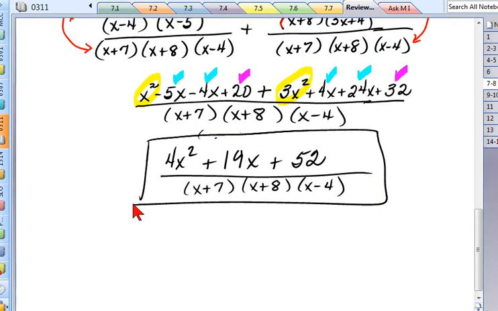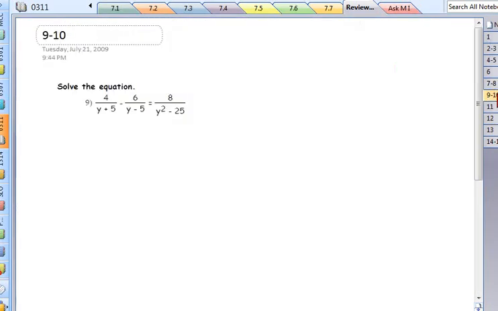Most probably that's what's going to happen to you on the other review and on the test. You're probably not going to be able to do anything with it. Those are the two long problems on the test. Nine and 10. These both say to solve the equation.